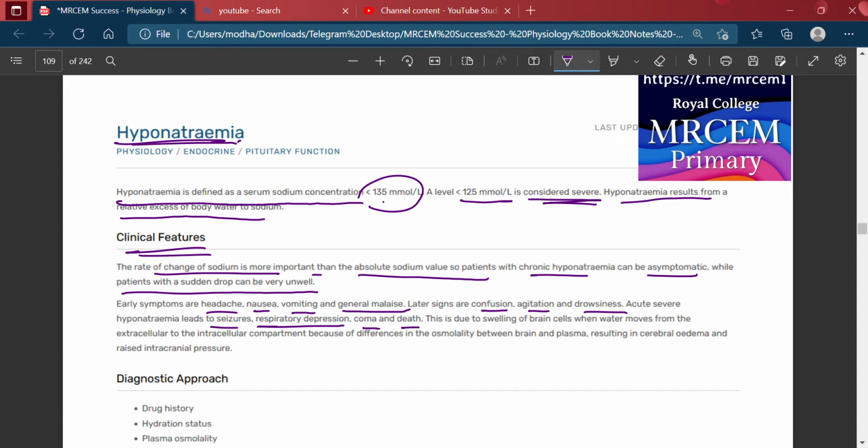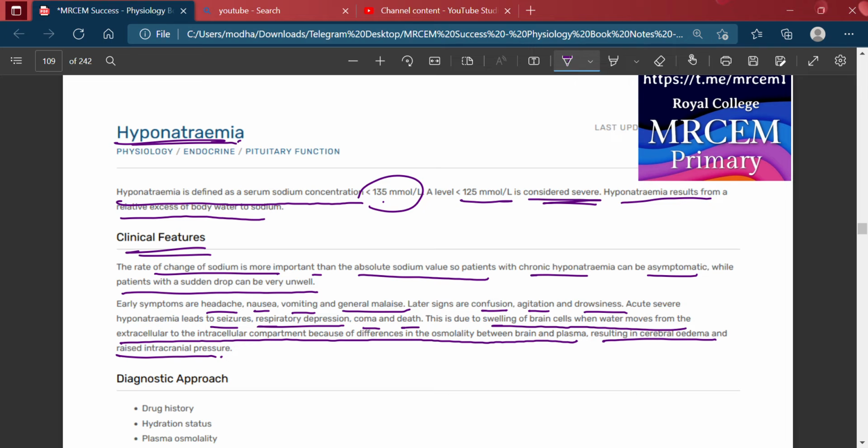This is due to swelling of brain cells when water moves from the extracellular to the intracellular compartment because of the difference in the osmolality between the brain and plasma, resulting in cerebral edema and raised intracranial pressure.